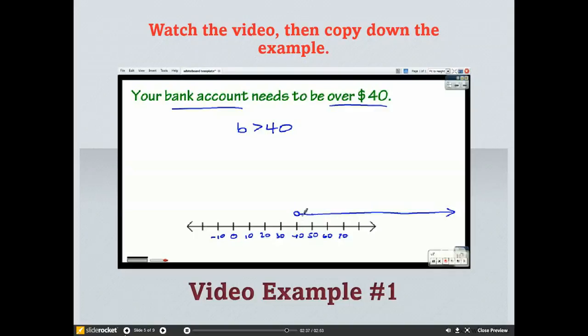So when we want it to start above 40, we use an open dot, meaning we're starting at 40, but not including 40. If this had been the other situation in red here, we would have used a closed dot. All right, and that's how you create inequalities and graph them.